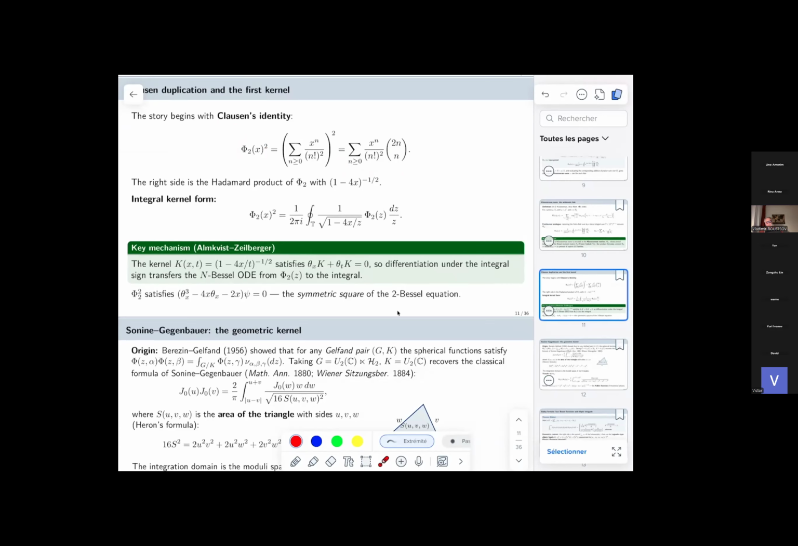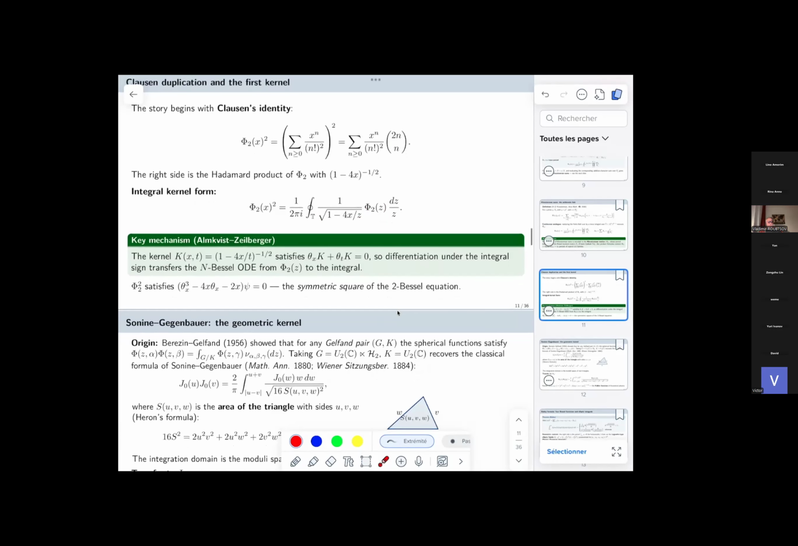And this product is just the Hadamard product of two series. On the level of convolution, on the level of the integral, it is just a convolution of our solution with the function 1 over square root of 1 minus 4x over z. This function is the generating function of the so-called central binomial series. The square of 2 Bessel, in its turn, is a solution of a third order linear differential equation, which is the symmetric square of 2 Bessel.